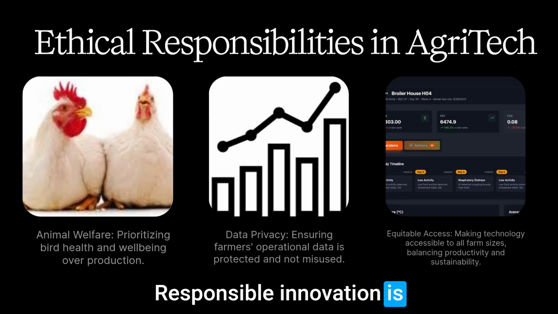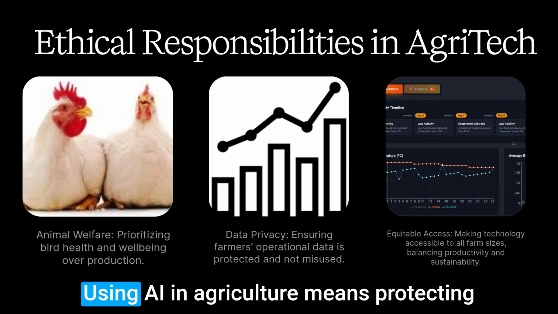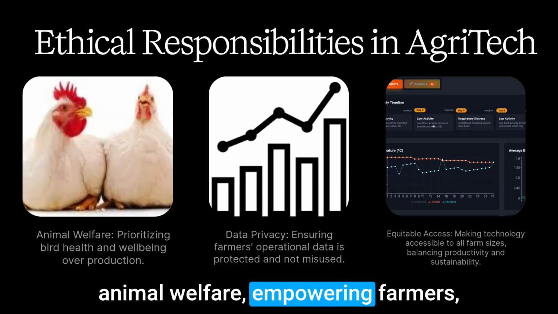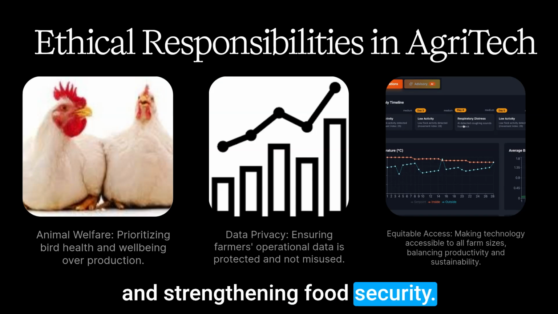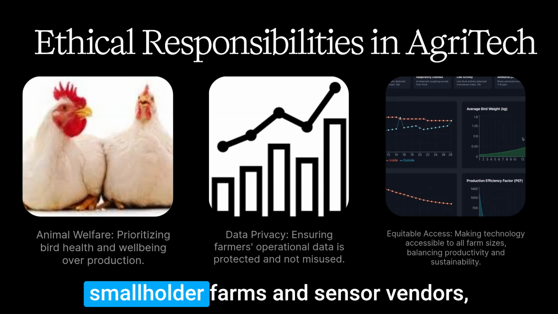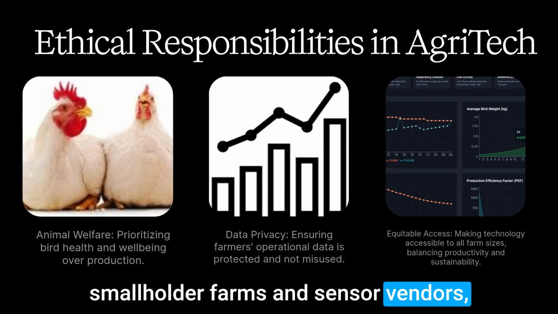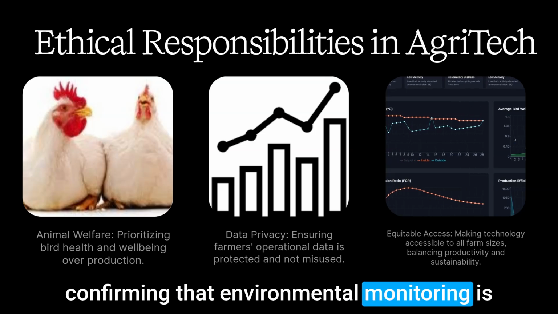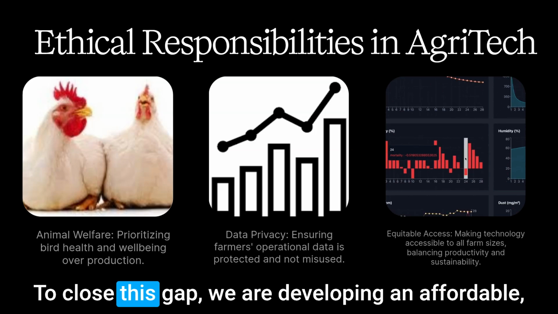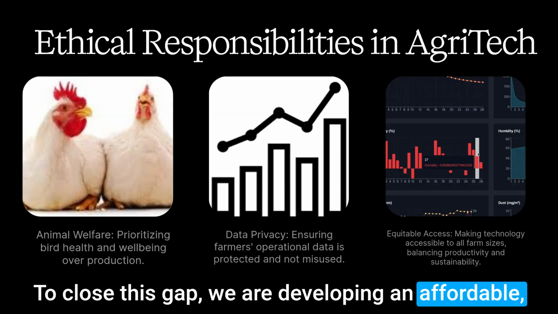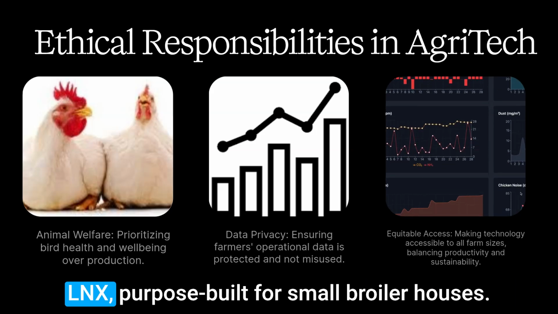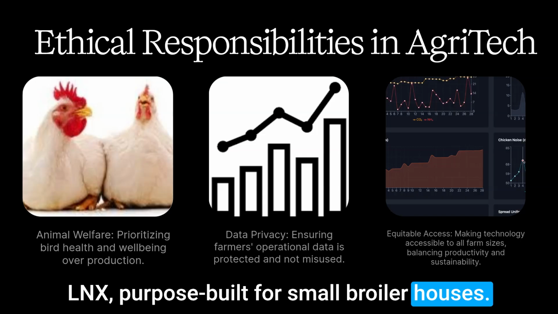Responsible innovation is at the heart of what we do. Using AI in agriculture means protecting animal welfare, empowering farmers, and strengthening food security. We have already engaged multiple rural smallholder farms and sensor vendors, confirming that environmental monitoring is currently minimal or absent in these operations. To close this gap, we are developing an affordable, low-maintenance sensor kit with our IoT partner LNX, purpose-built for small broiler houses.